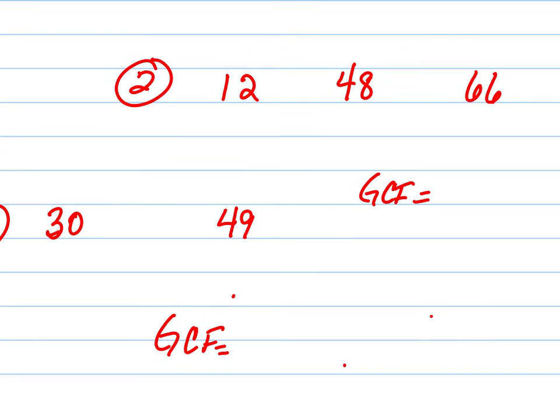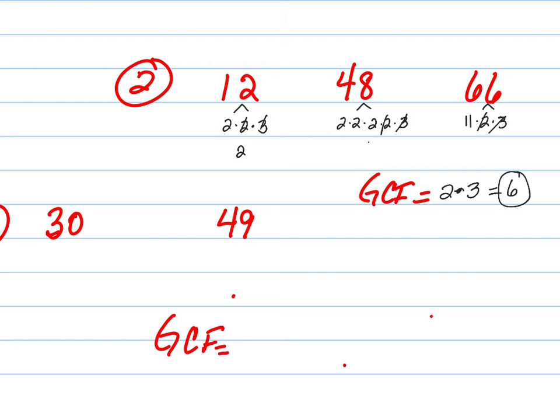Do number 2. Okay, so they shared a 2, marked it off. They share a 3, write it down. Do they share anything else? No, so the greatest common factor is, please do not forget to multiply these back together. 12 divided by 6 is 2. 48 divided by 6. 66 divided by 6. Do 2, 8, and 11 share anything other than 1?